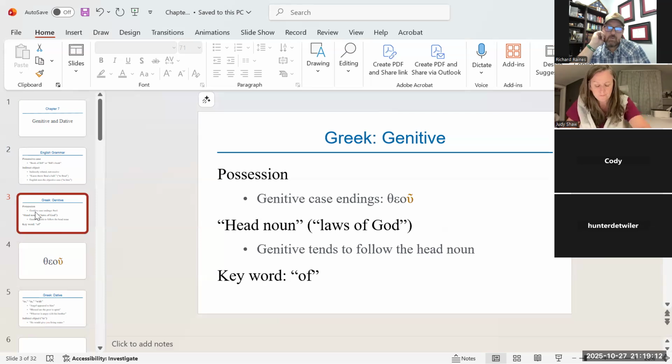The genitive tends to follow the lead noun. So just say you saw two words in a sentence. You saw logos theou. Logos would be in the nominative case, so it would be the subject. How would you translate the word logos? What does logos mean?